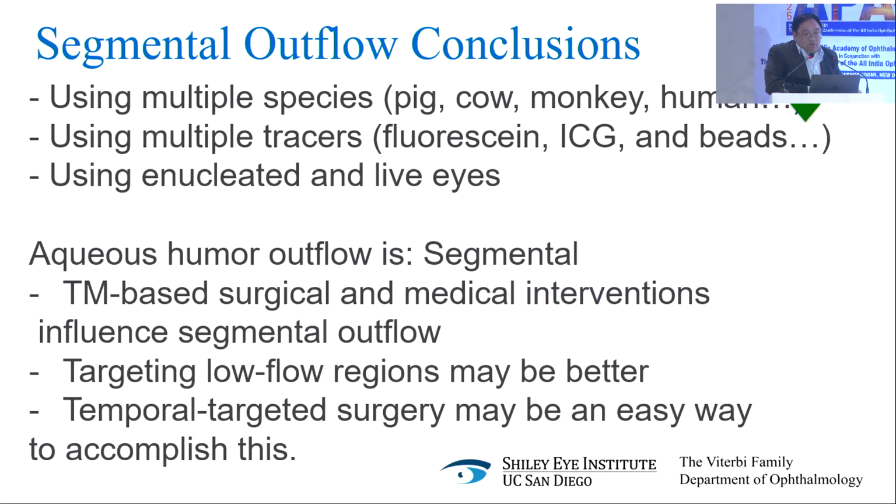So in conclusion, multiple species, multiple tracers, enucleated and live eyes. Trabecular outflow is segmental. TM surgeries and drugs can influence those patterns. It may be that targeting low flow is better. It may be that doing surgery on the temporal side of the eye is an easy way to get to low flow. But I will say that the thing I do know for sure is that working with my Indian colleagues here, the Indian ophthalmologists and Indian scientists, has been a real benefit to myself, a real pleasure for me to learn a lot from them. And so thank you very much for being here.